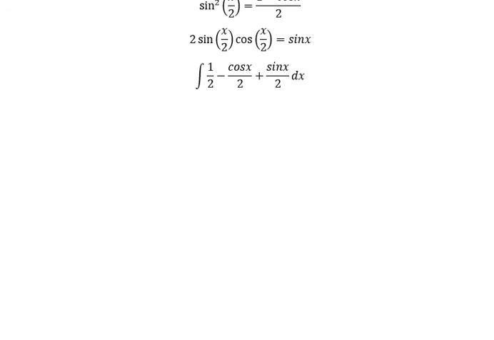And now we can get the final answer. The integral of 1 over 2 is x over 2. The integral of negative cosine x over 2, you will get negative sine x over 2. And the last one, the integral of sine x over 2, you get negative cosine x over 2. And we put c as the constant. That's the end.